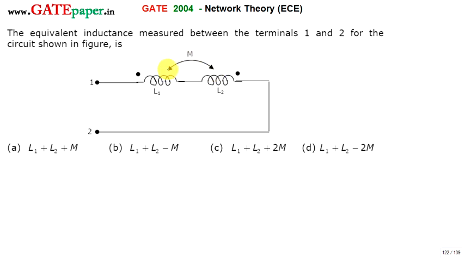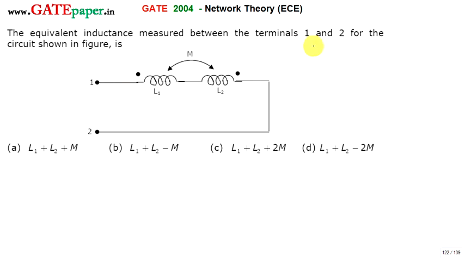And M is written between these two, that implies L1 can induce voltage in L2, and the magnetic field related to L2 can induce voltage in L1. So both L1 and L2 can induce voltages in the adjacent coils, and M is the mutual inductance. While writing the effective inductance, we must consider the polarity of mutual inductance. So to know the polarity of mutual inductance, it requires the dot convention.